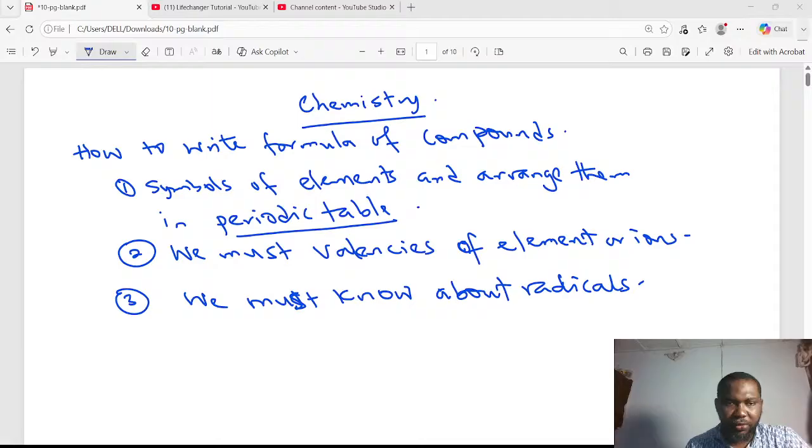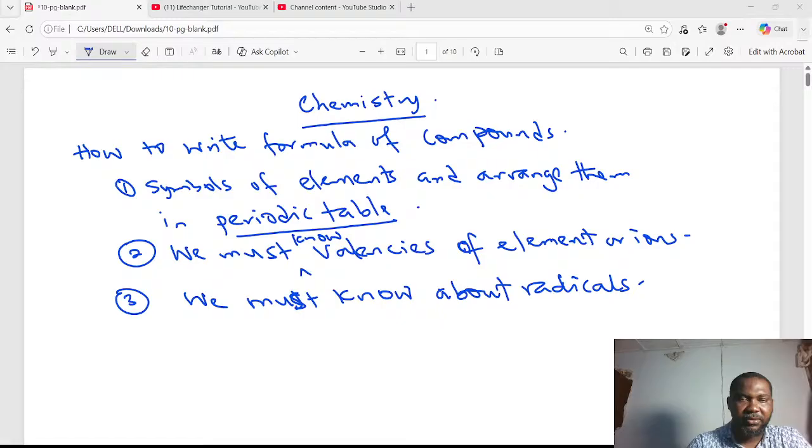Okay, so those are the three things that we must learn. The first one is that you must know something about symbols of elements and how to arrange them in the periodic table. In the second one, you must know valences of elements or ions. Then the third thing you must know is about radicals.